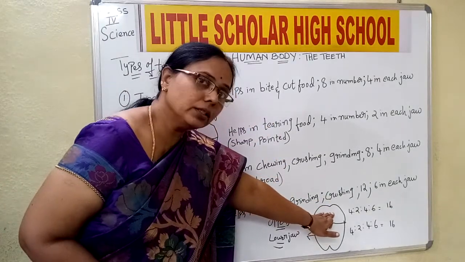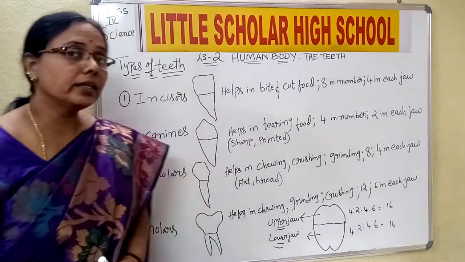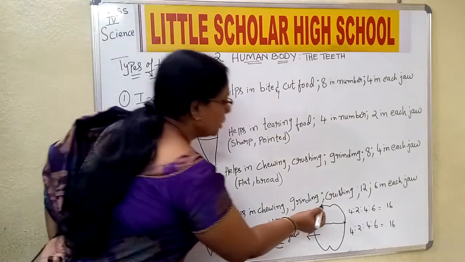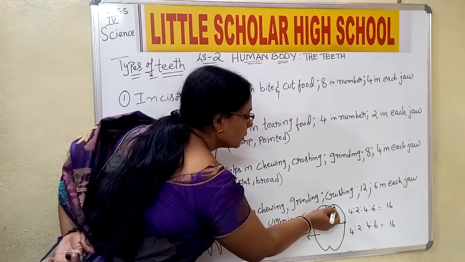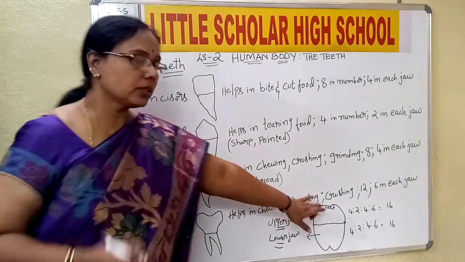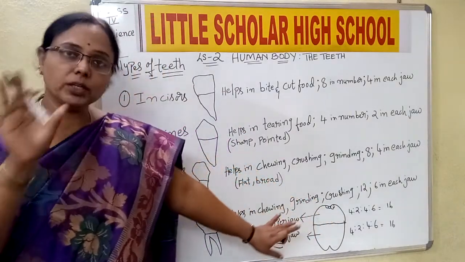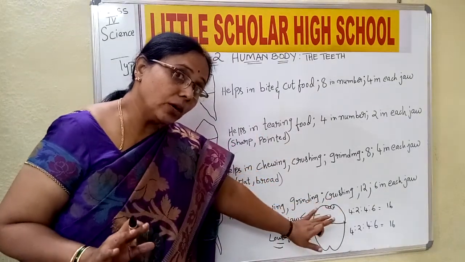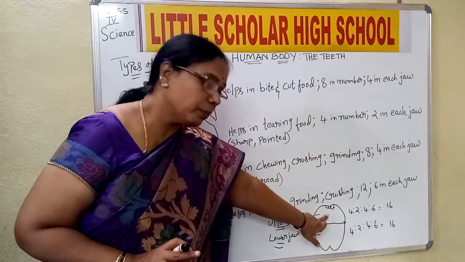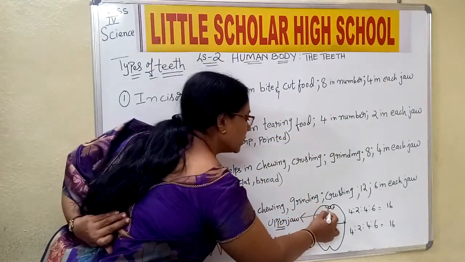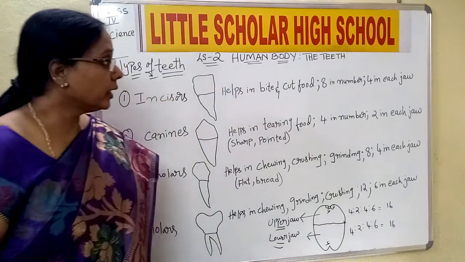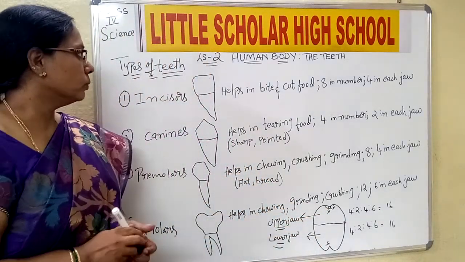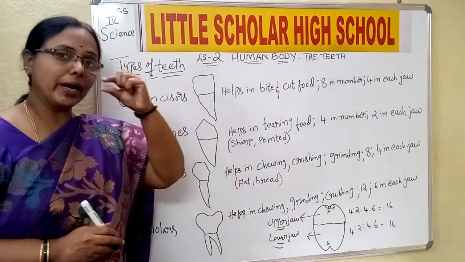So 4 are in the upper jaw and 4 in the lower jaw, and these incisors form the starting part of the teeth, the front portion. Total how many, children? 8. 4 in the upper jaw, 4 in the lower jaw. So it helps to bite and cut the food.